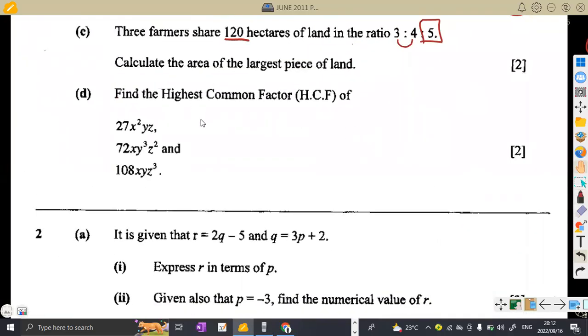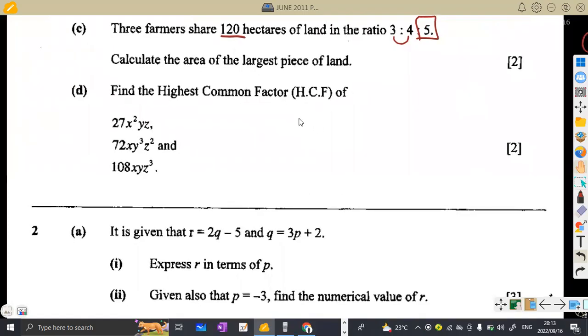D, find the highest common factor, which is the HCF, of these expressions. So remember, for you to have the highest common factor, all you have to do is write these numbers as a product of their prime factors. Then from there, you can simplify. You can even do it here, guys, without wasting much time. So 27 as a product of its prime factors, you can divide by 3. 3 into 27, that is 9. 3 into 9, that is 3. 3 into 3, that is 1.